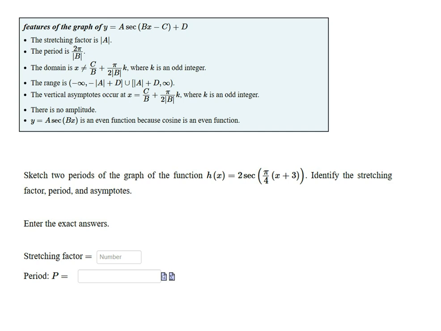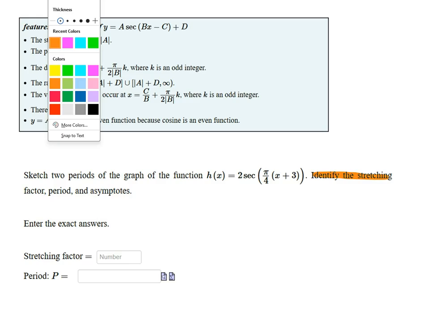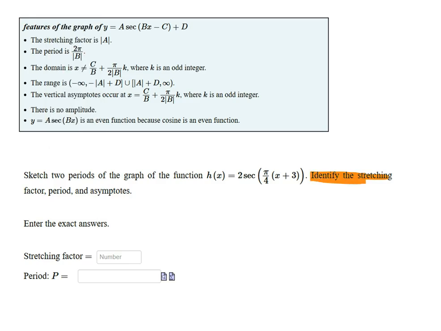All right, this problem has a lot of stuff they want you to find. First, they want me to identify the stretching factor. That is A. The stretching factor is the absolute value of A, which is the number in front of the secant, which is the 2 right here. So the stretching factor is a 2.